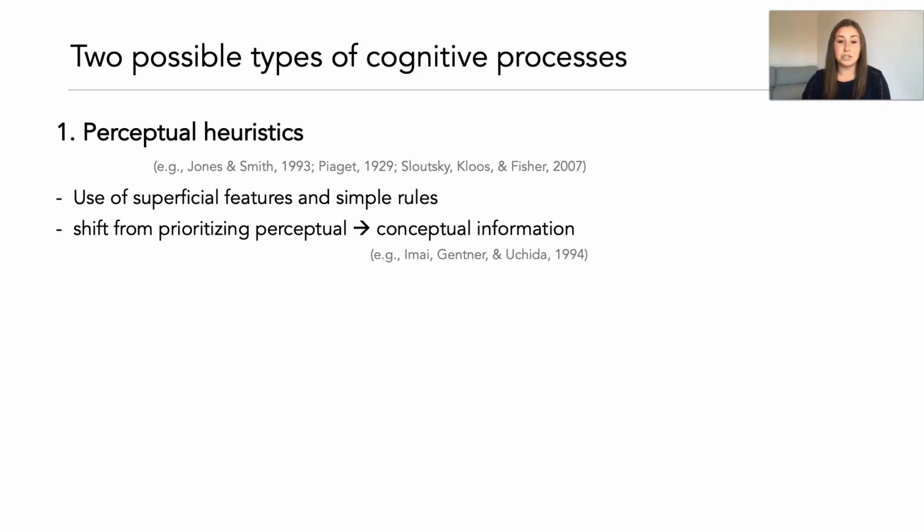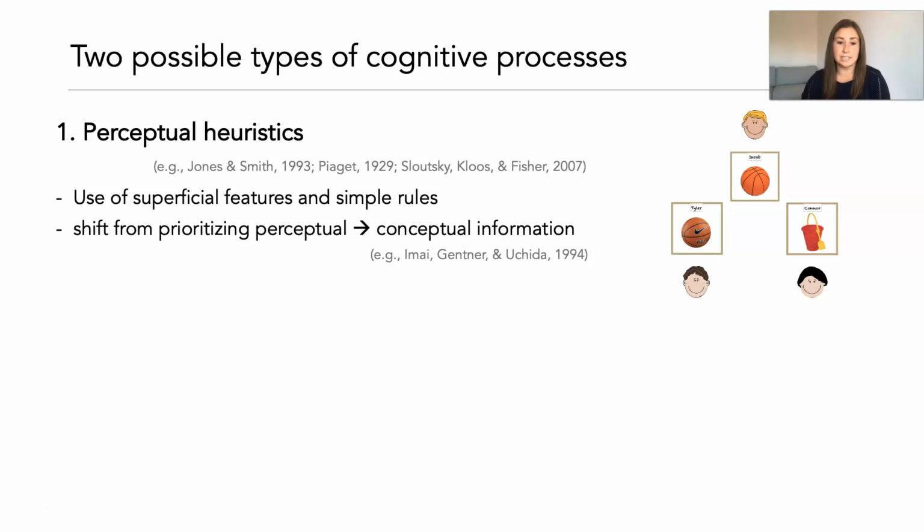Under this account, young children may pay attention to the perceptual similarity of objects and infer that owners of similar-looking objects are similar to one another, potentially ignoring other features of objects such as conceptual information. Since the work of Piaget, it's been argued that young children use heuristics in superficial features rather than engaging in deeper reasoning. And some research has even found that in some contexts, children initially prioritize perceptual features and shift towards conceptual information in the preschool years. For instance, in this example, if children use objects' perceptual similarity, then they should infer that the owners of the basketballs likely have shared interests.